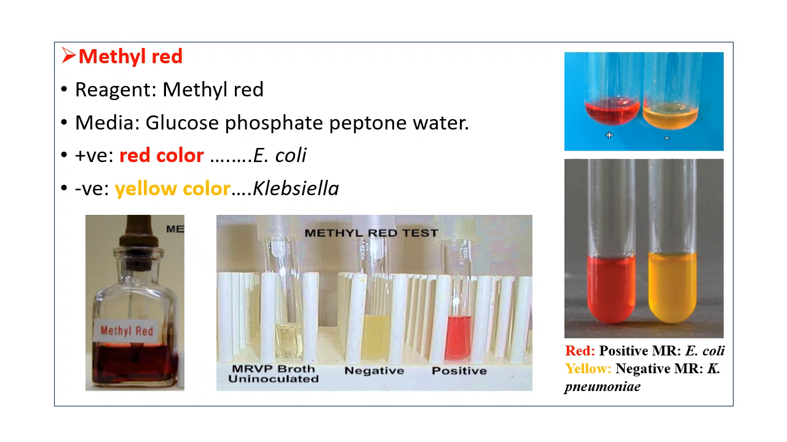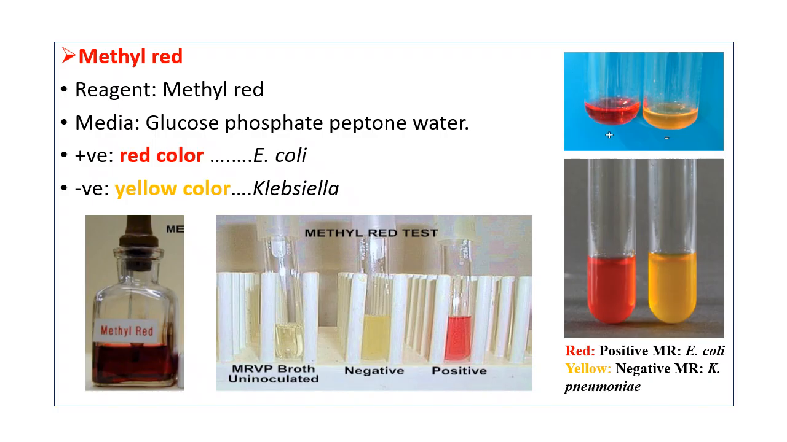Others, like Klebsiella, do not ferment the glucose completely and do not produce a large quantity of acid. It ferments the lactose but not completely and does not produce a large quantity of acid, and when we do this test it produces the yellow color.